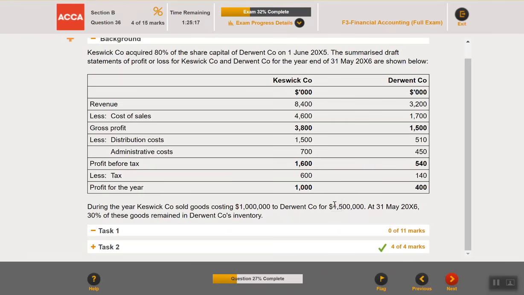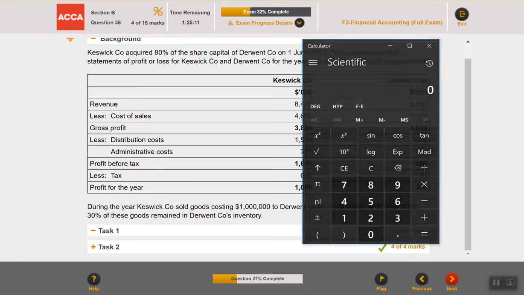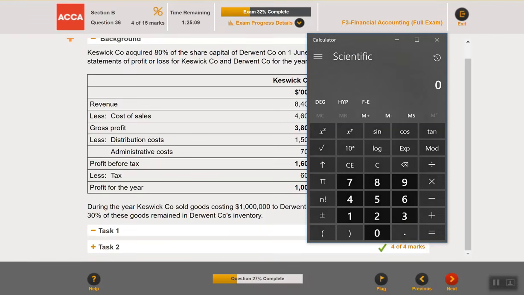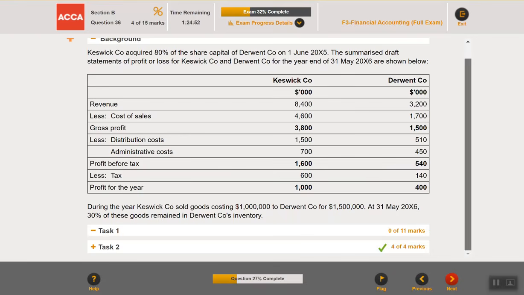So at 31st May 2016, 30% of the goods remain in Derwent Co.'s inventory. So 30% is the PUP. So let's calculate the PUP. If we take 500 multiplied by 0.30, it should give us 150. So 150 is PUP. We should remember that.